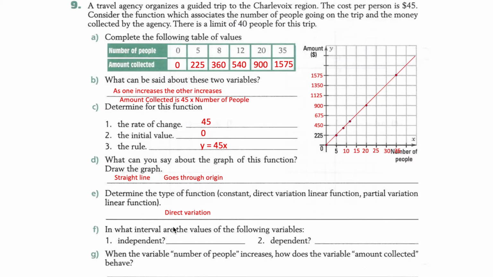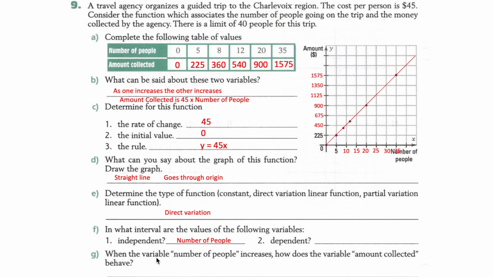F, in what interval are the values of the following variables independent? Okay, I'm not sure exactly what they're asking here. We know that the number of people is independent, and the amount collected is dependent on how many people signed up. Independent is number of people, and the dependent variable is the amount collected. In what interval? The number of people are independent from 0 up to 35, and the dependent are the amount collected from the interval 0 to 1,575. It's a strangely worded question.